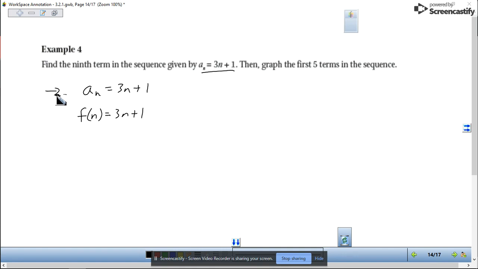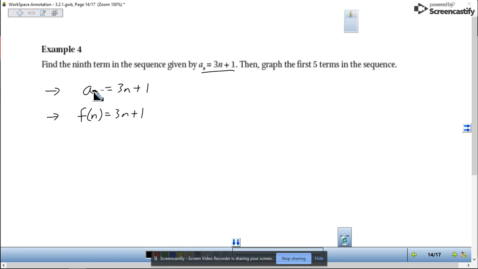This has a domain that is the natural numbers, 1, 2, 3, 4, 5, 6. This has an unlimited domain. It can be 1, it can be 1.2, 1.3, 1.01, right? It can be any number that you can think of, including negative numbers, whereas a sequence is specifically restricted to whole number integers, positive integers, right? The natural numbers. So it says find the ninth term in the sequence by using that formula, and then graph the first 5 terms in the sequence.